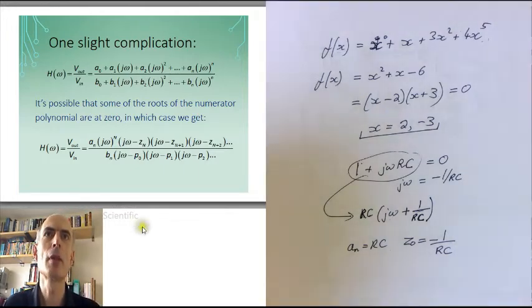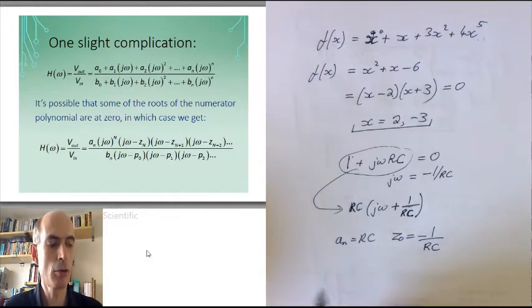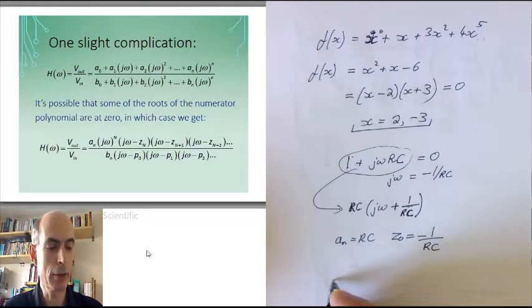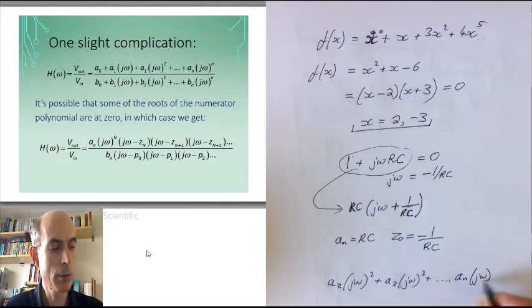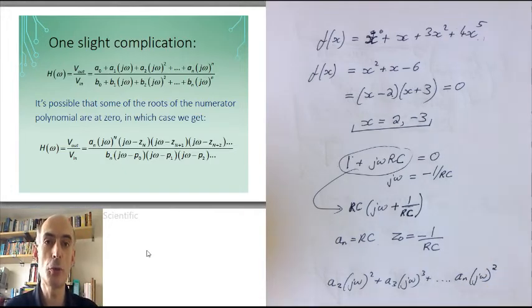The first is that some of the roots of the numerator polynomial can, and often are, at 0. That means that the term a0 might be 0, the term a1 may be 0 as well. If this happens, then the numerator can be written something like this: 3j omega cubed plus and so on up to the maximum power of j omega that appears in the numerator.